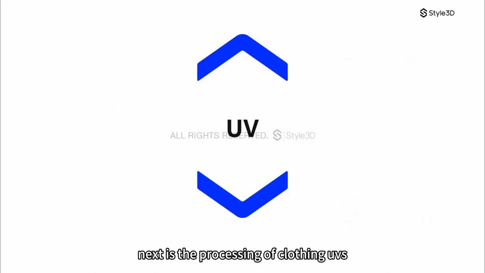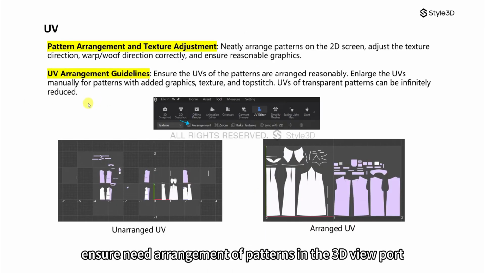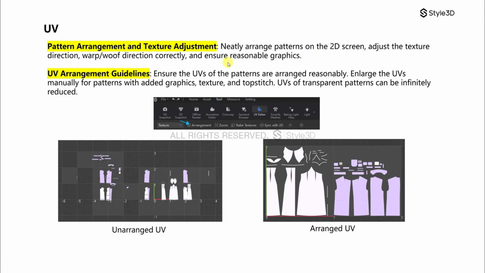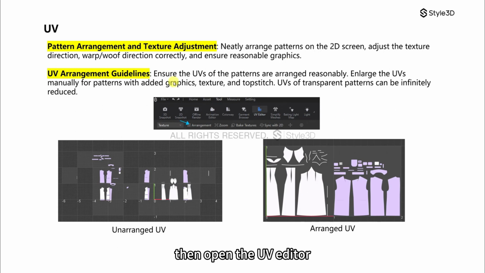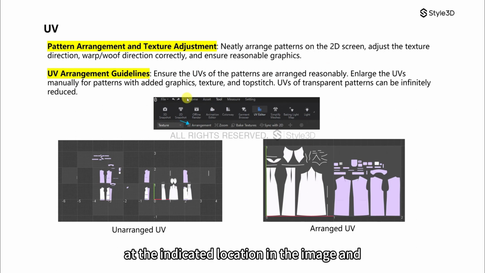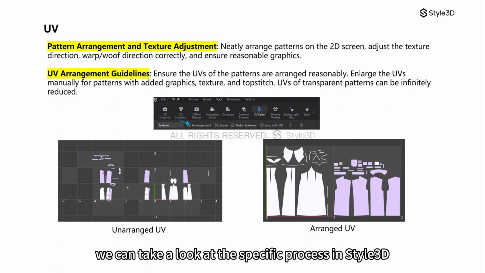Next is the processing of clothing UVs. First, ensure a neat arrangement of patterns in the 3D viewport with correct warp and weft direction, and proper handling of patterns and texture orientation. Then open the UV editor at the location indicated in the image and click Arrangement to automatically arrange UVs. We can take a look at the specific process in Style3d.